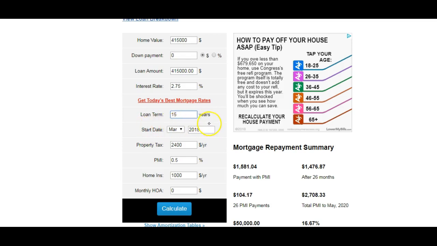The start date we can ignore. The property tax was $2,100. PMI was 0.5. Home insurance we wanted to change to 0. And monthly HOA is 0.